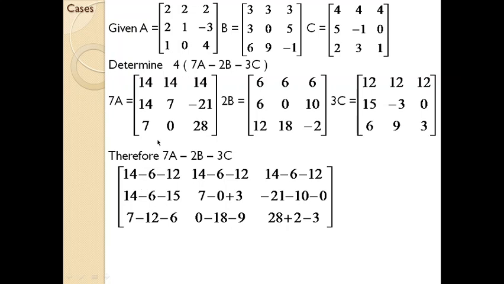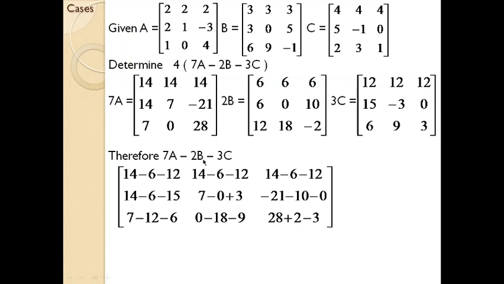So it will be like this. 7A minus 2B minus 3C means the first element of 7A, that is 14, the first element of 2B, that is 6, the first element of 3C is 12. Likewise, you need to do the same procedure for each and every element of all these three matrices. Likewise, you will get a matrix like this. I hope you understand the concept and how we are going to continue the further steps.